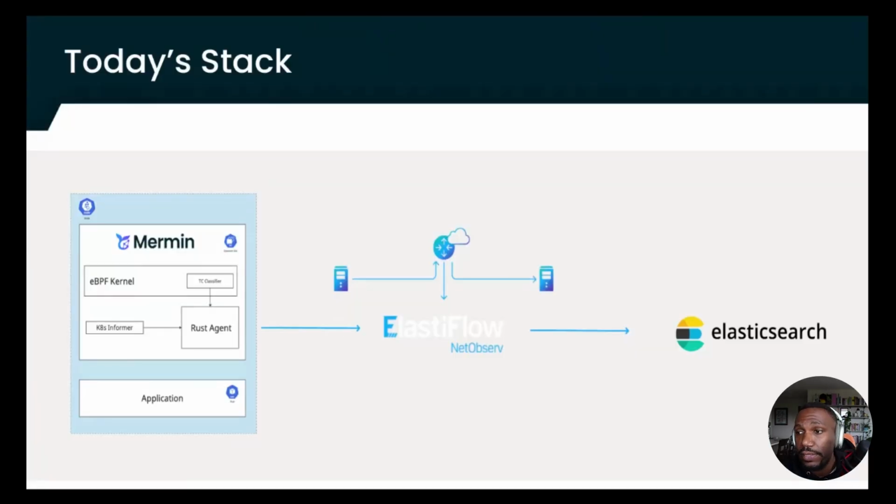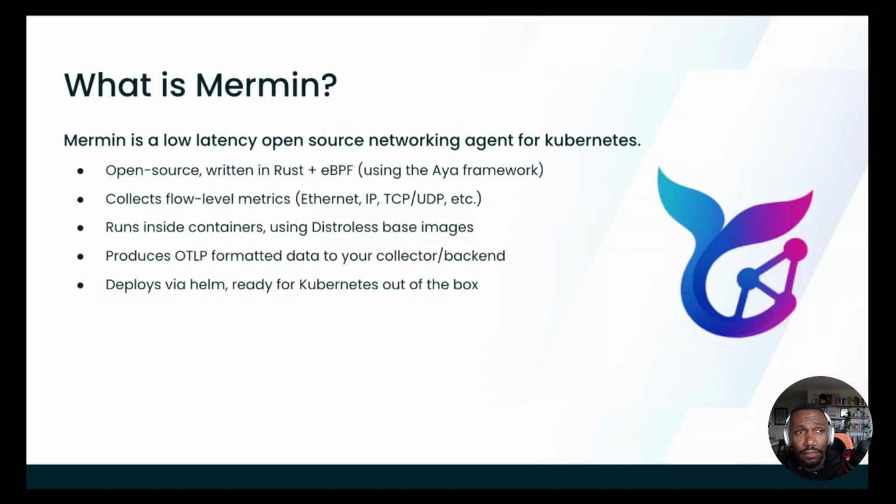today, we're going to be working in a Kubernetes environment. We're going to have Mermin deployed as a stateful set in our cluster. We're also going to have NetObserv deployed, and then Elasticsearch, the cloud environment deployed, where all of our OTel flows will be flowing through. If you don't know, Mermin is a Kubernetes native networking agent.